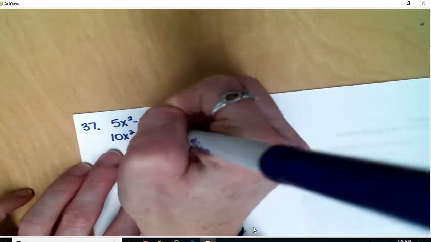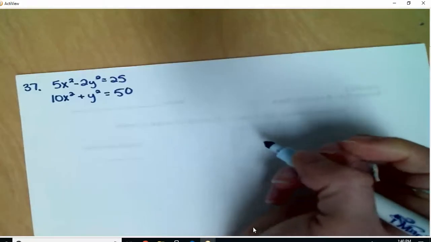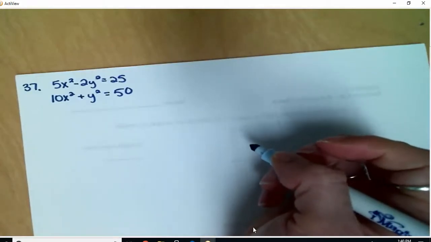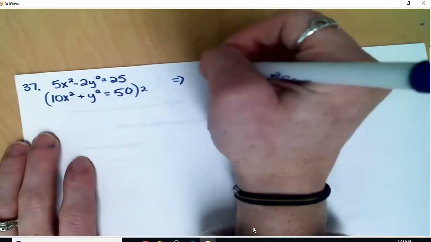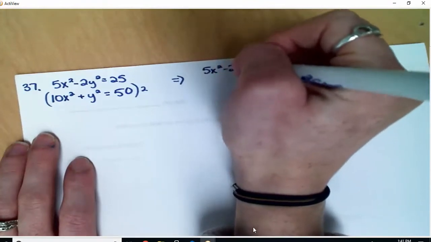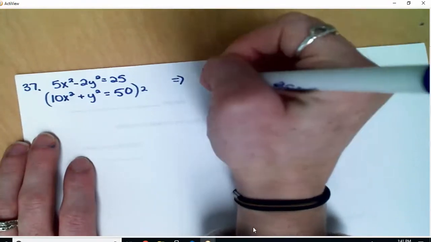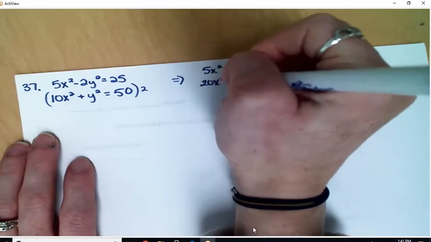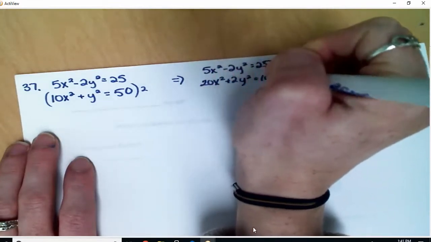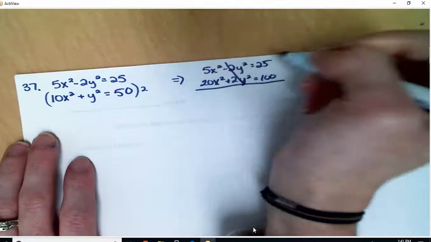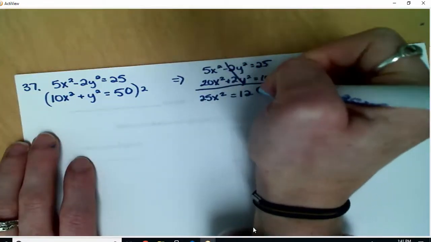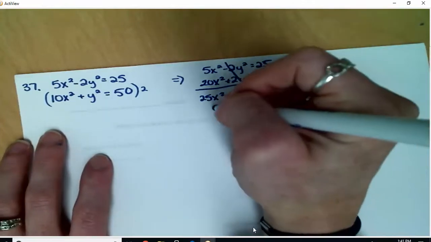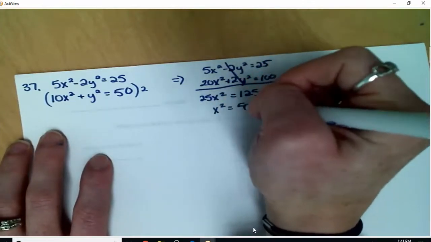So we need to start out eliminating one of these variables, either the x squared or the y squared. What do you want to do? Okay, so I'm going to take the bottom one times 2. So I get 20x squared, 2y squared equals 100. If I add those together, I get 25x squared equals 125. If you divide by 25, you get 5.